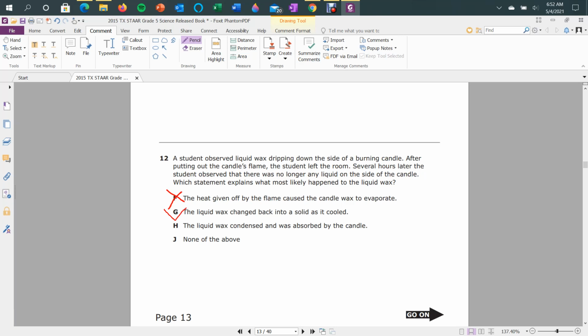Okay, that's a possibility because we know sometimes liquids change back to solids as they cool. And just like iced water does, liquid water turns back to a solid when it's cold enough. Okay? The liquid wax condensed. That means it changed from a gas to a liquid and was absorbed by the candle. No, doesn't happen. And none of the above. So I say the correct answer would be G, which means it changed state from a liquid to a solid. And so the correct answer is G.